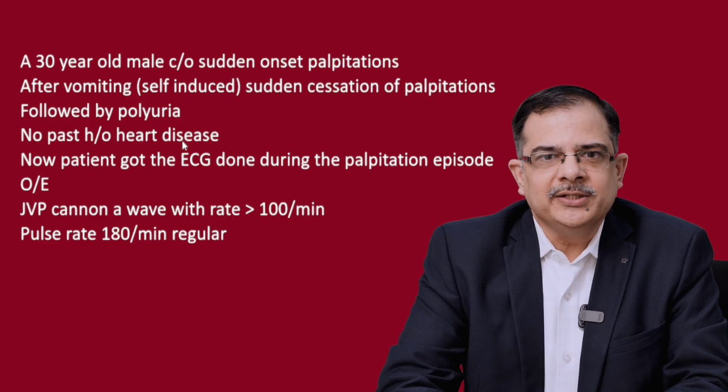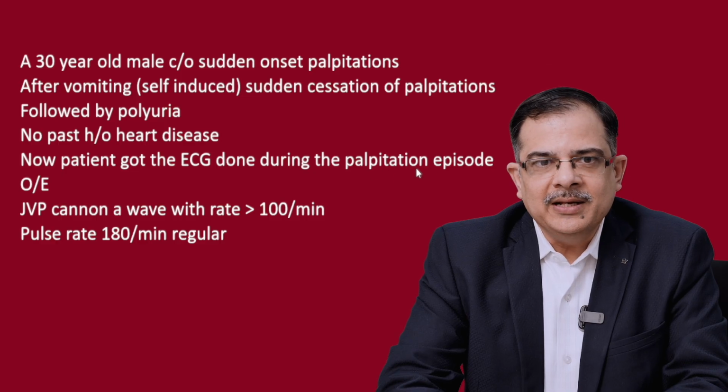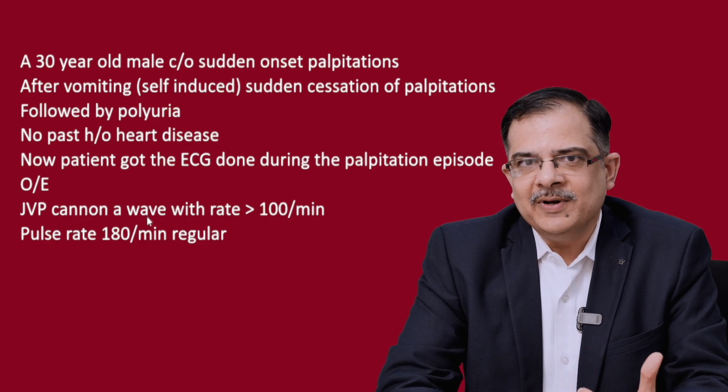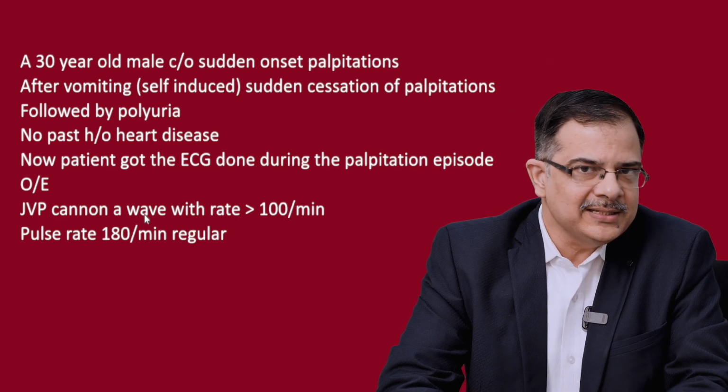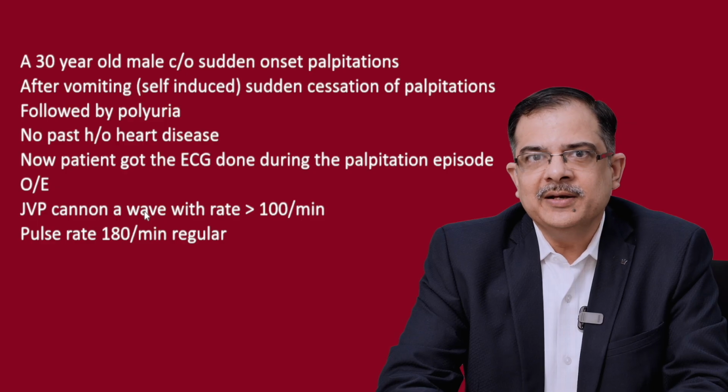Now the patient got the ECG done during the palpitation episode. On examination, a cannon A wave in the JVP is seen. A cannon A wave will occur when the atria and ventricle depolarize at the same time. There are a few causes that lead to the cannon A wave.